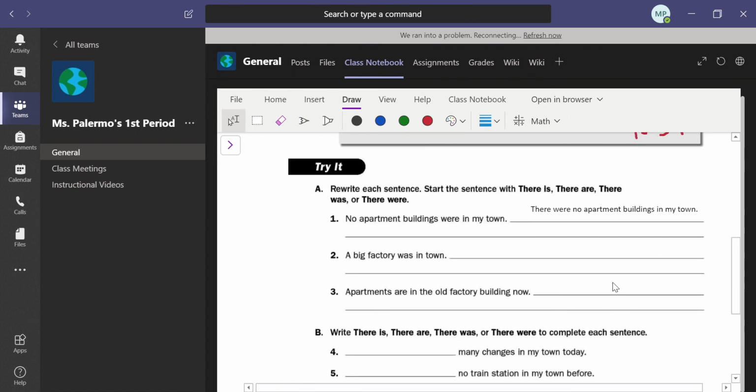So instead of putting were here in the sentence, I moved it to the second word, and then the rest of the sentence is the same. So that's what you're going to do for 2 and 3.